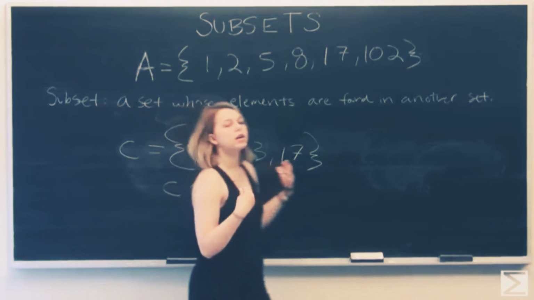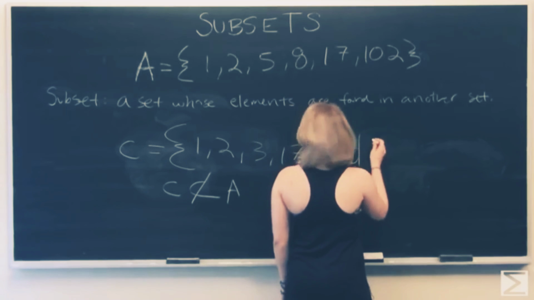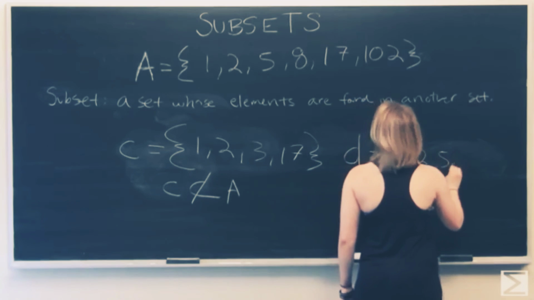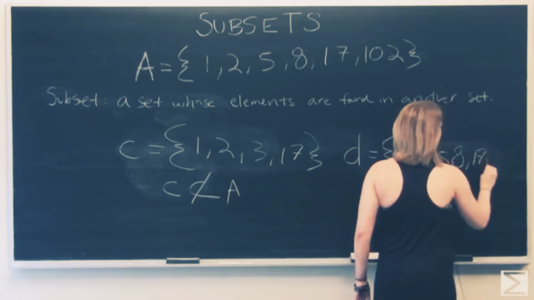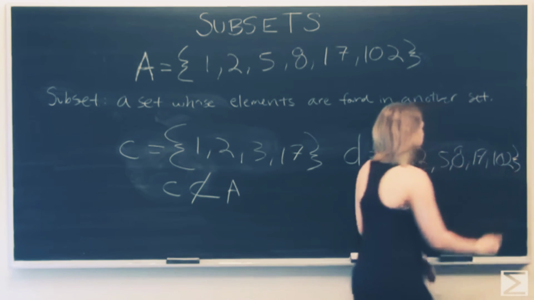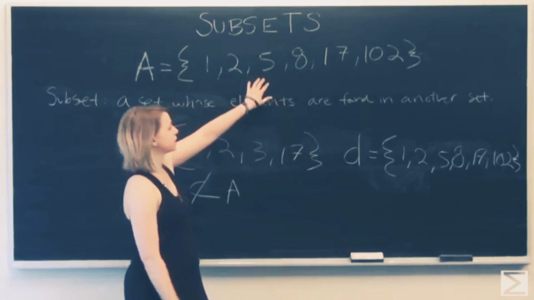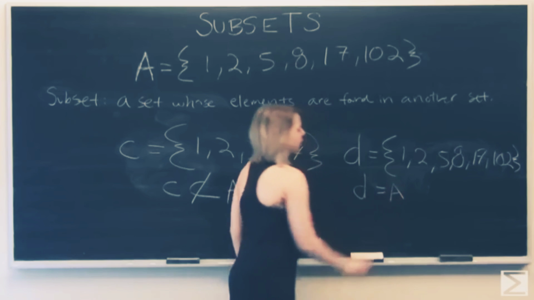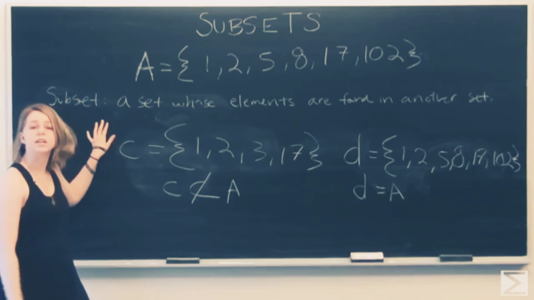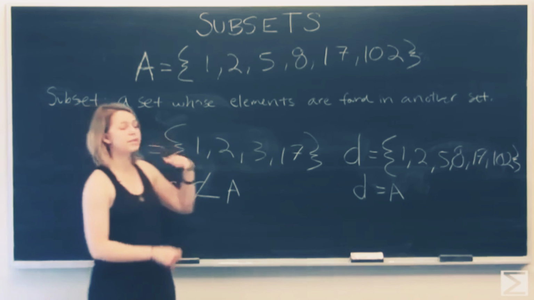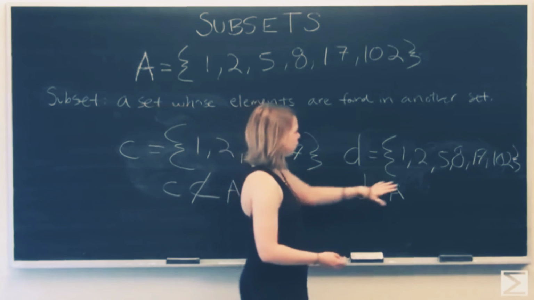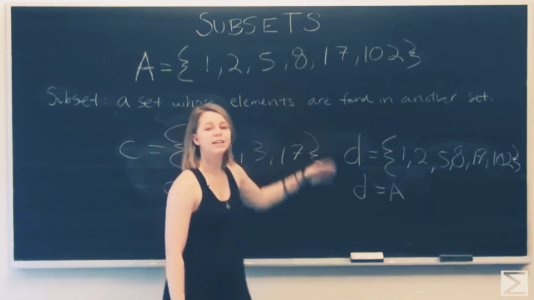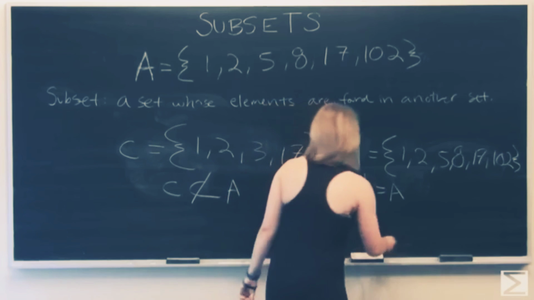And so what if we had, let's try set D. What if we had set D with elements 1, 2, 5, 8, 17, and 102. So set D has all of the elements that are in set A. In fact, set D is equal to A. But let's look at our definition of a subset again. A subset is any set whose elements are found in another set. And so all of the elements of set D are found in set A. So D is still a subset of A.